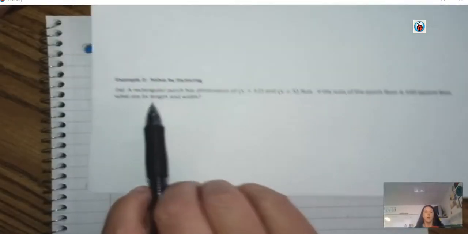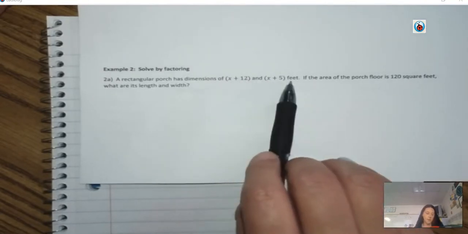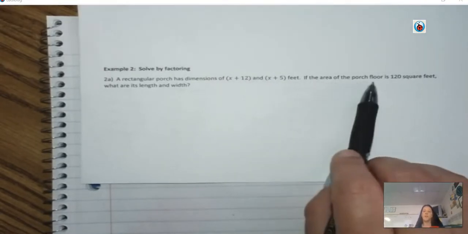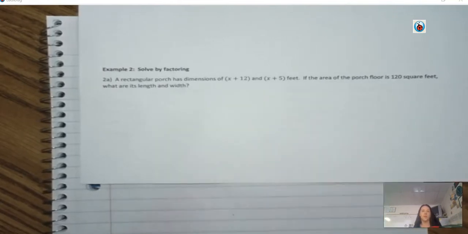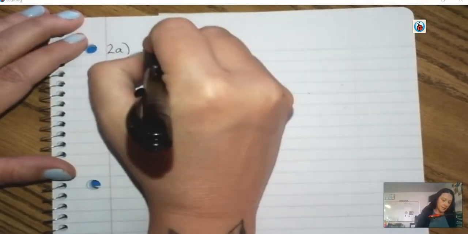Okay, so the word problem that goes with 21.1. A rectangular porch has dimensions of x plus 12 and x plus 5 feet. If the area of the porch is 120 square feet, what are its length and width? Okay, this is example 2A, and it asks us to solve.